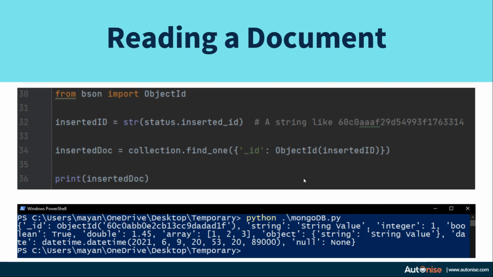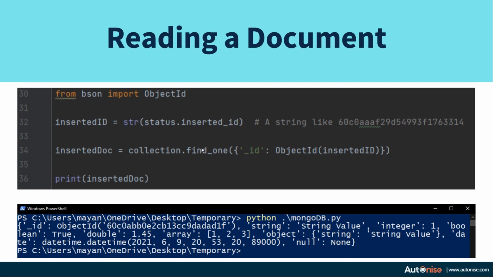So the next operation after creating is reading. To read a document, the code is fairly simple. We already have the inserted ID, so you can convert this inserted ID, which is in the string format, to an object ID. You import ObjectId from bson, which is a library, and then you do collection.find_one.